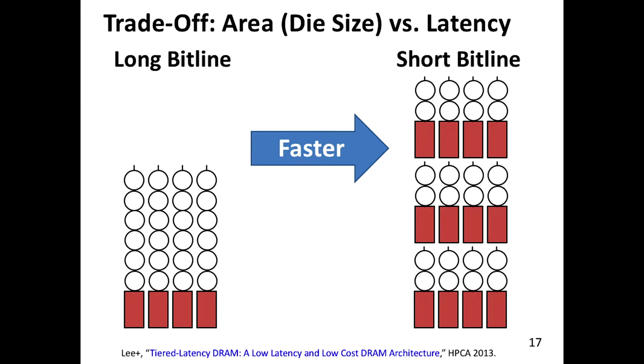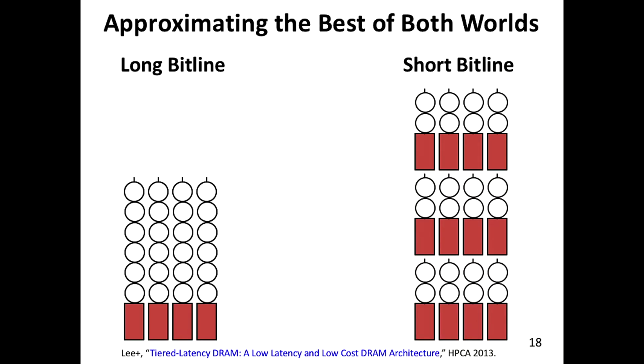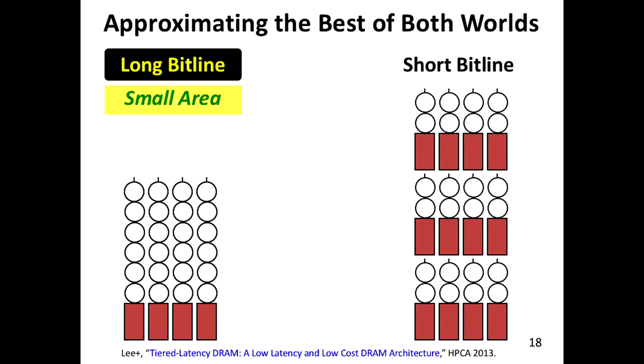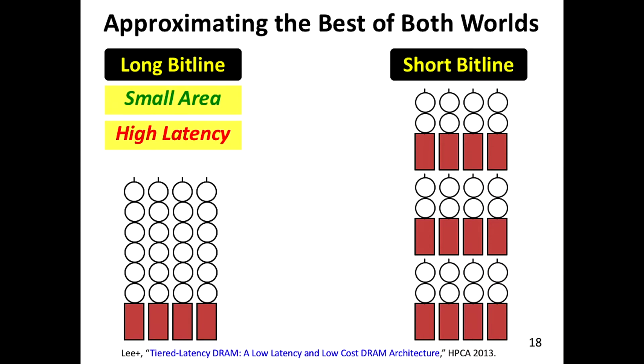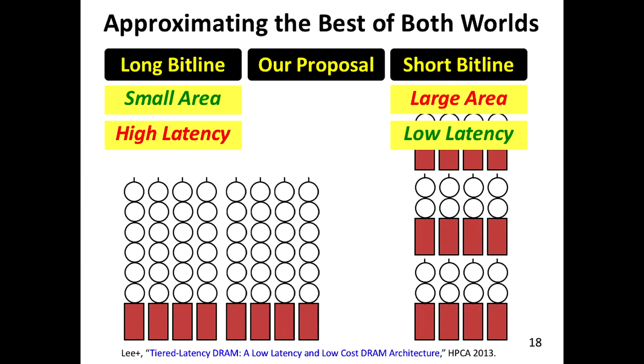Your area has increased, right, as you can see. Because remember, the sense amplifier size, this is not to scale. The size of a sense amplifier was about 100 times the size of a single cell. So it's actually much larger than what you see over here. So if you want to make it smaller, you got to go this way. So there's a clear trade-off between area and latency. So how did we approximate the best of both worlds? We saw that there's a green here and there's a red here, and there's the opposite green here and the opposite red here. So a heterogeneous substrate tries to get the best of both worlds.